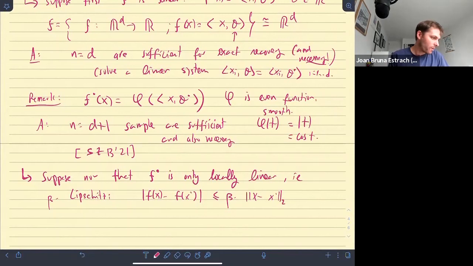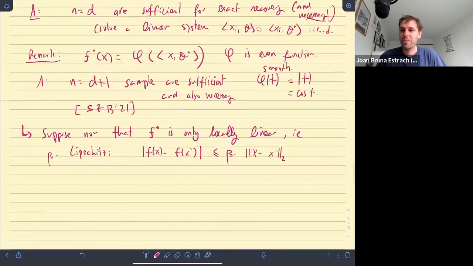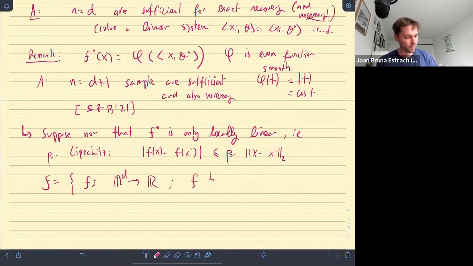Lipschitz functions, of course, are much more general than linear functions. If you want to think about what a Lipschitz function is, just think that it's a function that has bounded derivatives everywhere. Morally, that's what a Lipschitz function is. And so now we can think about our hypothesis space that contains Lipschitz functions. So we can consider functions from R^d to R, such that f is bounded and Lipschitz.